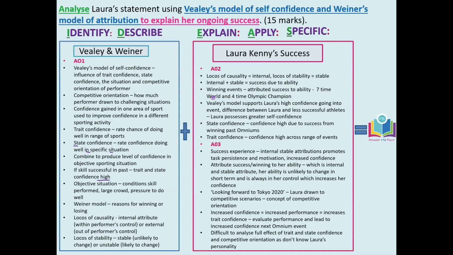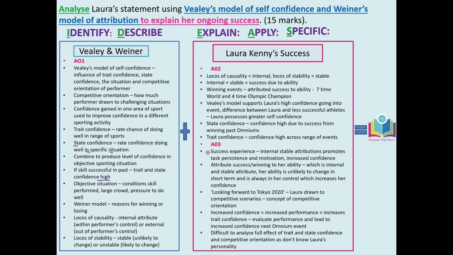Vealey's model supports Laura's high confidence going into the event. Now, the difference between Laura and less successful athletes is Laura possesses greater self-confidence. The state confidence then, well, her confidence is going to be high because she's been very successful in the past winning that Omnium event. So we're not just looking at lots of different events or across a range of sports, we're looking at that specific event. Now, her trait confidence, well, her confidence is going to be high. If we remember, the Omnium is made up of multi-events in cycling, and she's obviously going to be very successful in all of those events, so leading to trait confidence being high.